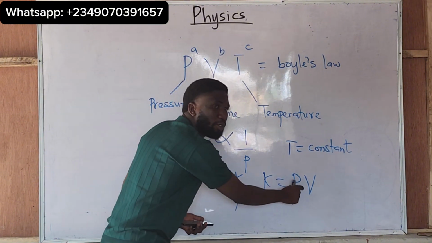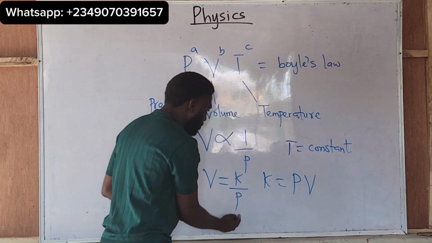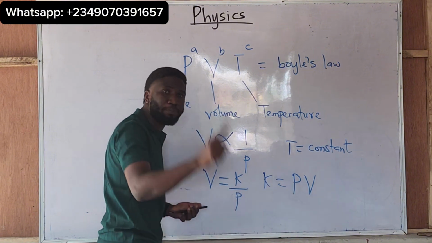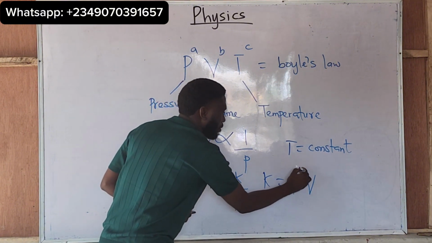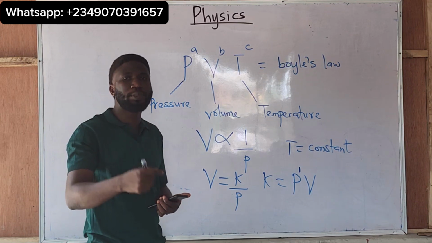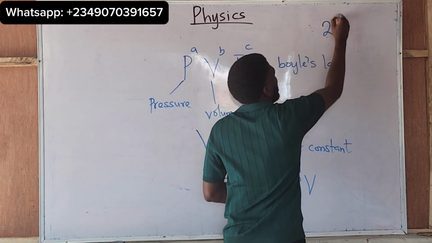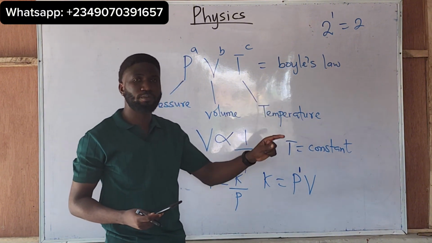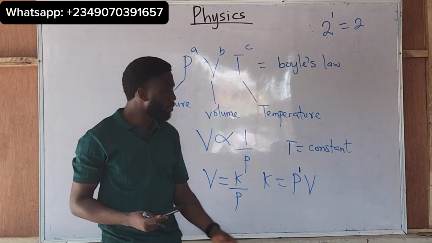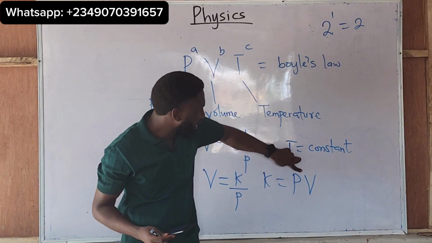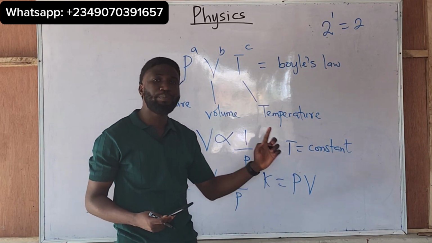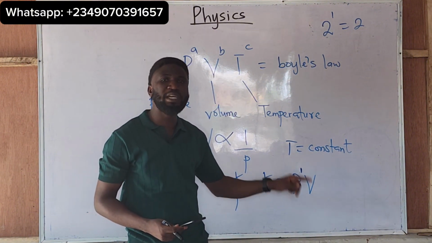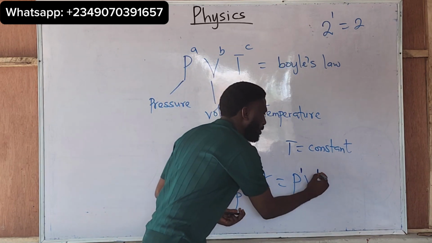So for P to remain P, as we've done here, we said K equals PV. For this P to be P, that means the index needs to be 1. That is, P raised to 1 will give us P. Imagine I have 2 raised to 1, this will give us 2. So for 2 to remain 2, the index or the power needs to be 1. So that is what we have here. We said K equals PV. For P to remain P, the index needs to be 1. And for V to remain V, the index here needs to be 1.